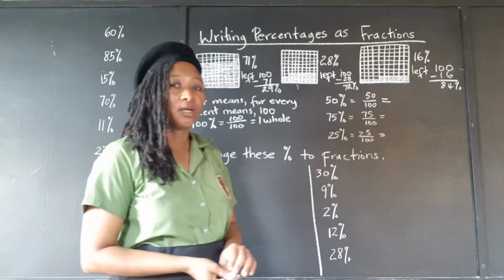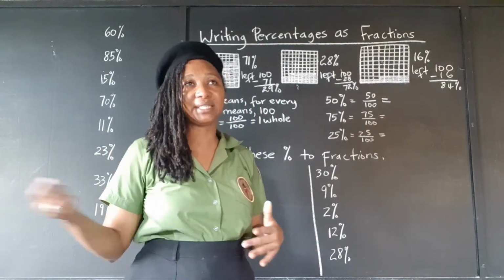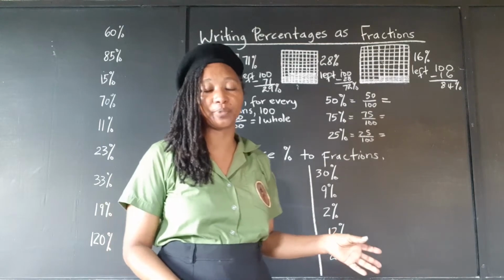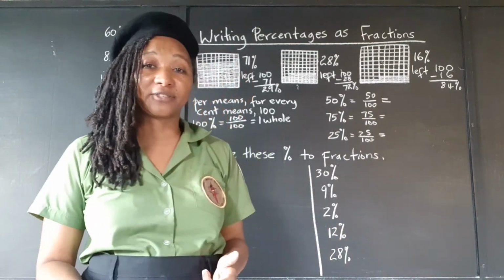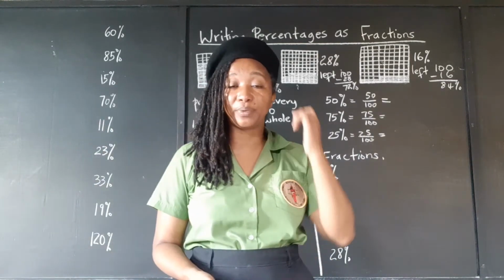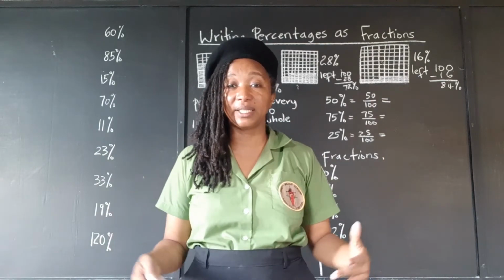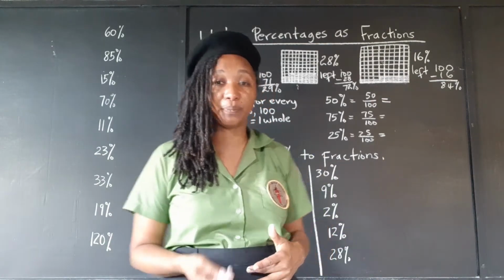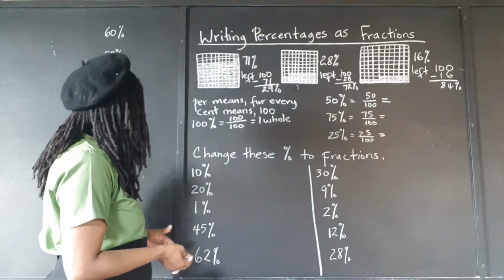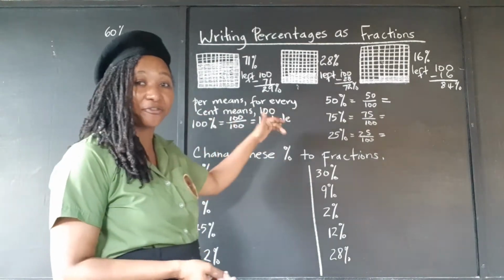Right? So whenever you want to see what percent is left after you take out a certain percent, just subtract from 100, since 100 represents the whole. It's divided into 100 equal parts. So percent means for every 100.